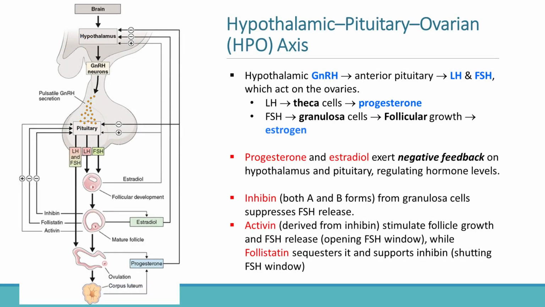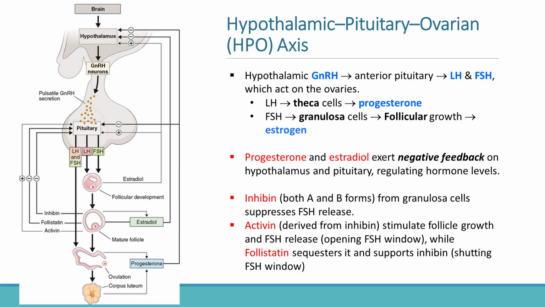Before discussing hormone pharmacology, we first need to understand the hypothalamo-pituitary-ovarian axis. GnRH released from the hypothalamus stimulates the anterior pituitary gland to release LH and FSH. LH primarily acts on theca cells, whereas FSH mainly acts on granulosa cells. Granulosa cells support follicular growth and estrogen synthesis. Progesterone and estradiol exert negative feedback inhibition on both the hypothalamus and pituitary gland.